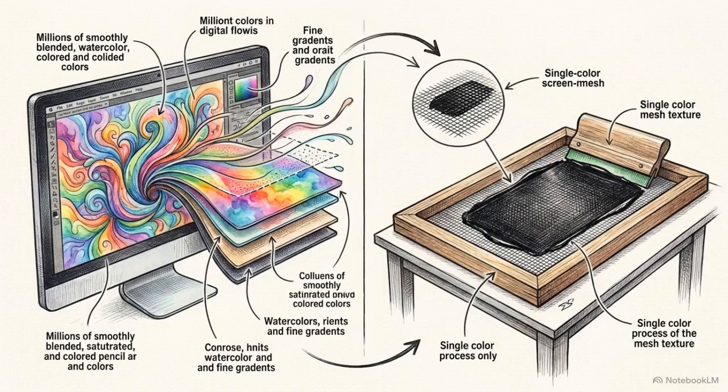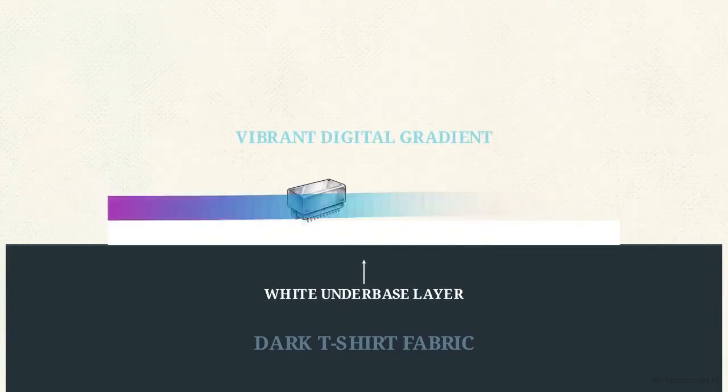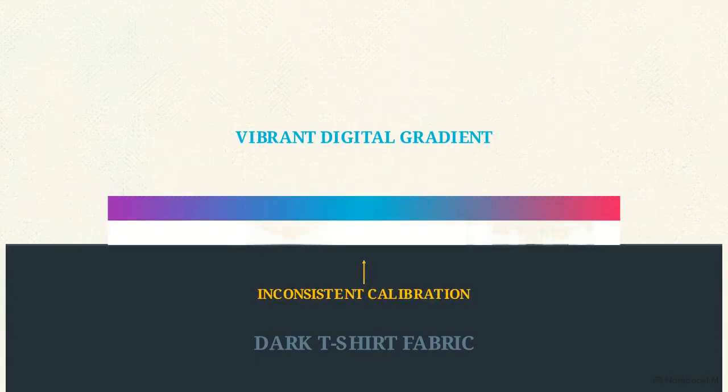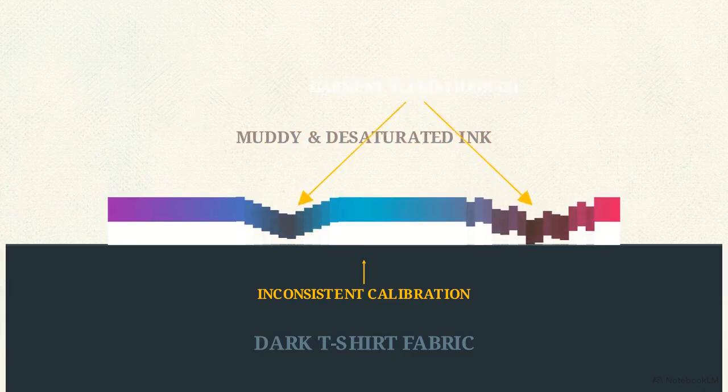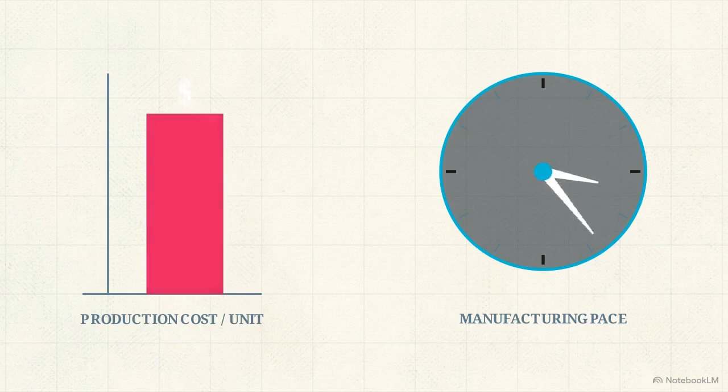But there is a technical trade-off. Generating a file with millions of colors locks you entirely out of the screen printing market. You have to manufacture using direct-to-garment, or DTG, printing. This method functions like a massive high-definition inkjet for fabric. The risk with DTG is consistency. If the white ink underbase isn't perfectly calibrated, those digital gradients will render as muddy or inconsistent on the final shirt. While this path turns apparel into a legitimate canvas for visionary art, it requires you to accept higher production costs per unit and a slower manufacturing pace.